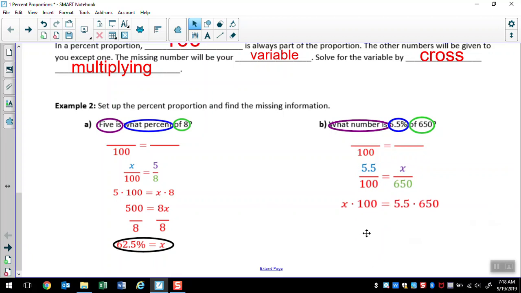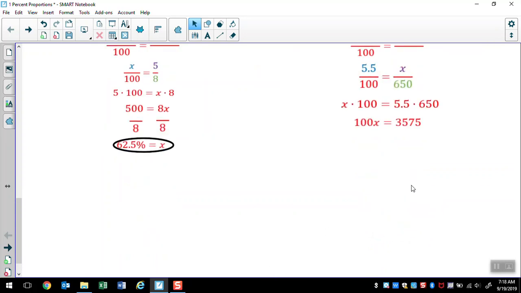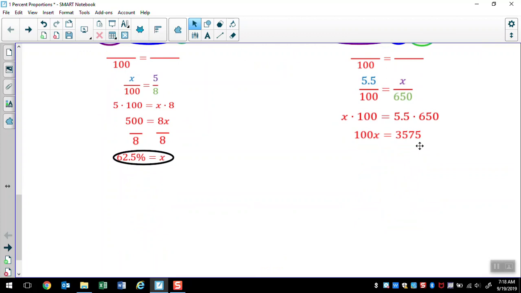So 100 times x, or x times 100, is 100x, and 5.5 times 650 is 3,575. All right, so now let's see what happens when we work on solving this. This time we need to undo that multiplication between the 100 and x. So we're going to divide both sides by 100, and we end up with an answer of x equals 35.75.